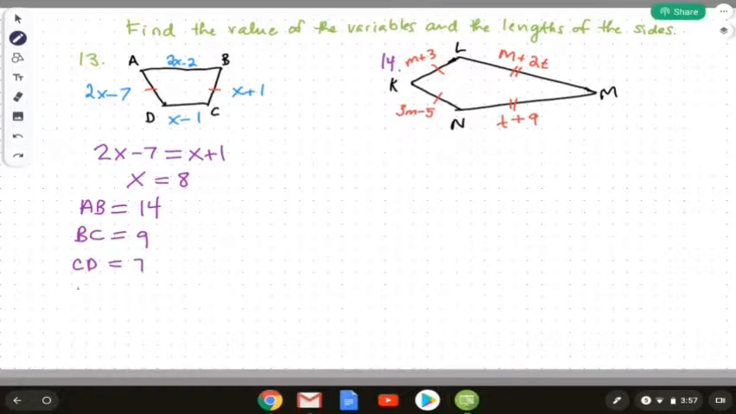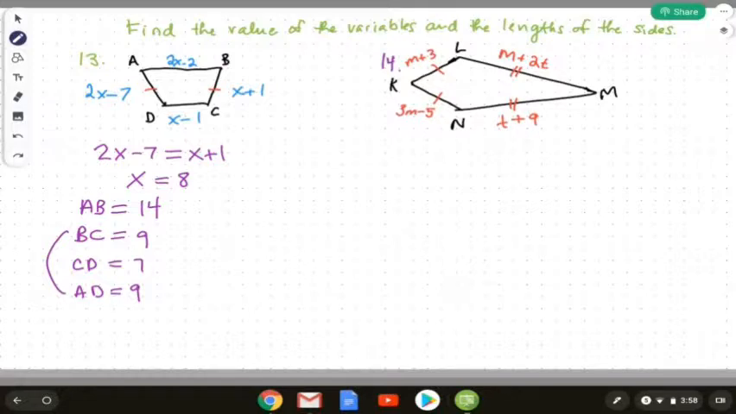And for AD, it will be 2 times 8 is 16, minus 7 is 9. So it should be the same as BC, and it is.